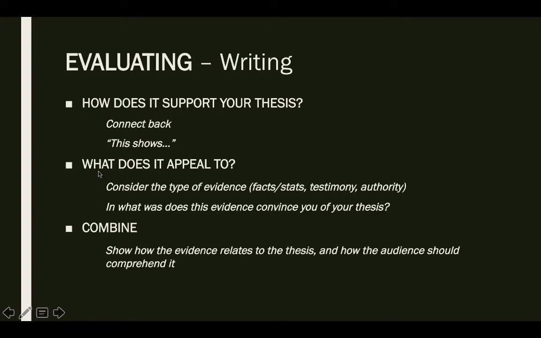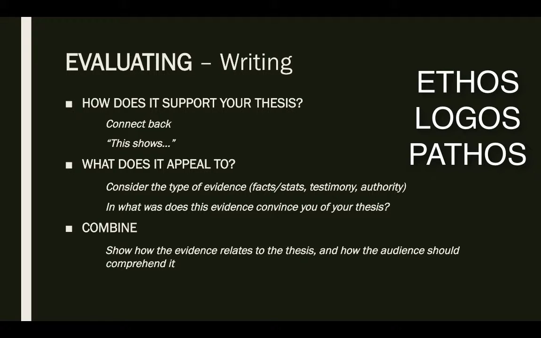We need to consider the type of evidence, facts or statistics, testimony or authority. And then we need to think about what it appeals to. If we remember our three appeals, they're ethos, an appeal to ethics, logos, an appeal to logic or reason, and pathos, an appeal to emotion or empathy. We said in class that facts and statistics often lend themselves to appealing to logos. Testimonies lend themselves to appealing to pathos, and then authorities to ethos. They don't always have to match up that way, but you want to begin thinking about how this evidence convinces you of your thesis, how you connect to this evidence, how you comprehend it.